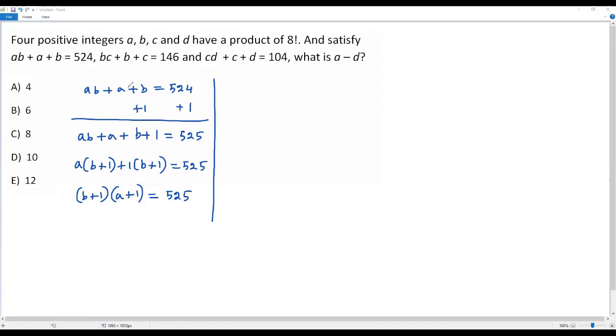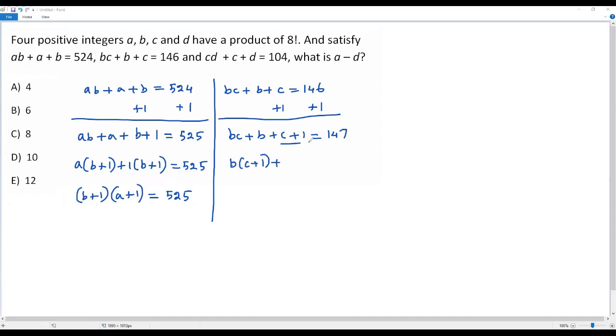Let me do the same thing for the second equation. Okay, now let me take the second equation as it is. It is BC plus B plus C equals 146. Now let me add 1 to both sides of the equation. Then we get BC plus B plus C plus 1 equals 147. We can factor B out from the first two terms, and I'm getting B times C plus 1. And here we can factor 1 out. Then we get 1 times C plus 1 equals 147. Now we can factor C plus 1 out. Then we get B plus 1 times C plus 1 equals 147. Here I got the factor form on the left side of the second equation.